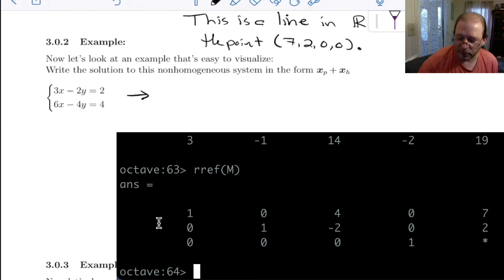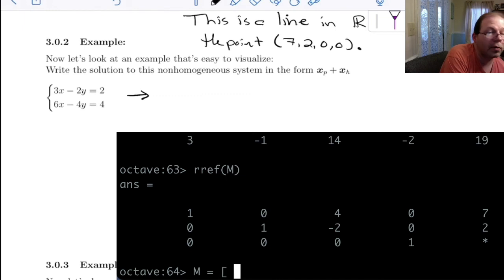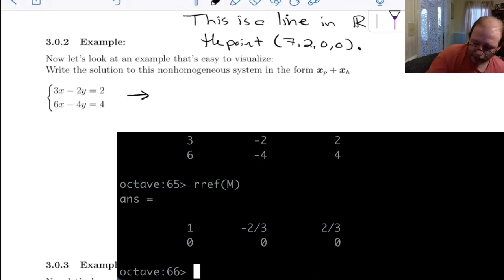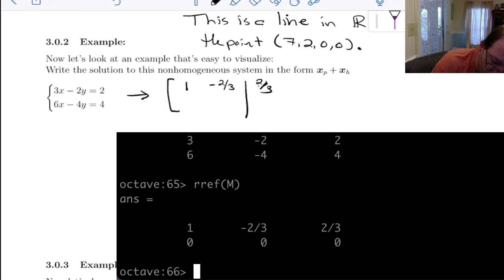If I put that into Octave, I mean, this one is simple. I could do it by hand, but I'm not going to. We get 3, -2, 2. 6, -4, 4. And when we row reduce it, we get that. So we get 1, -2/3, 2/3. And zeros.